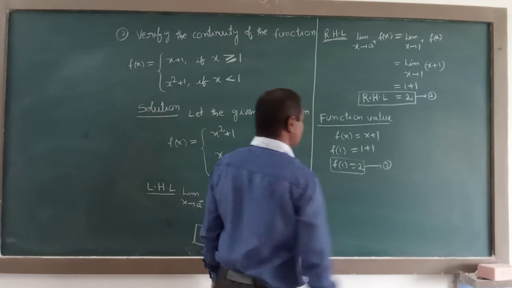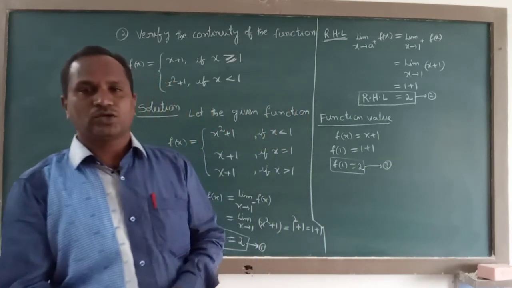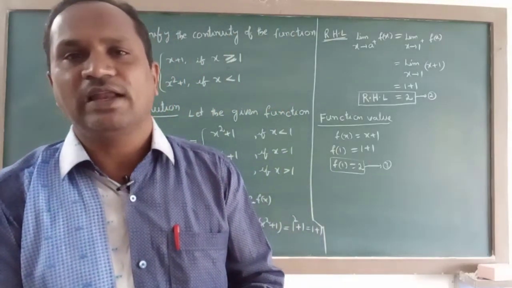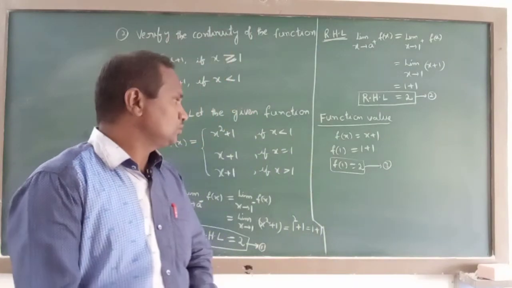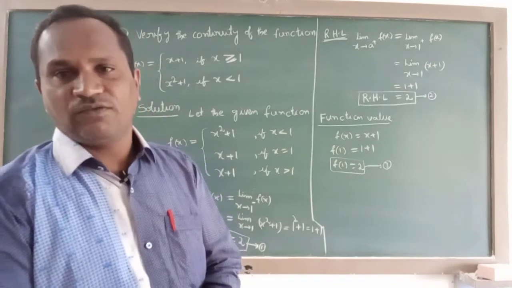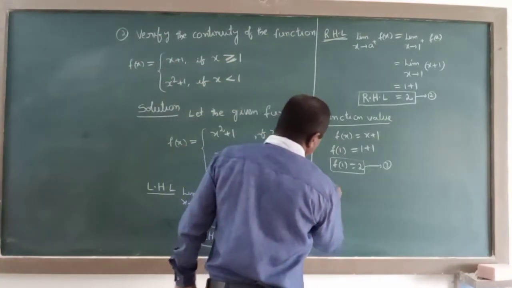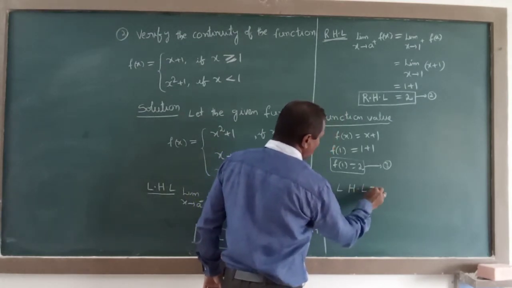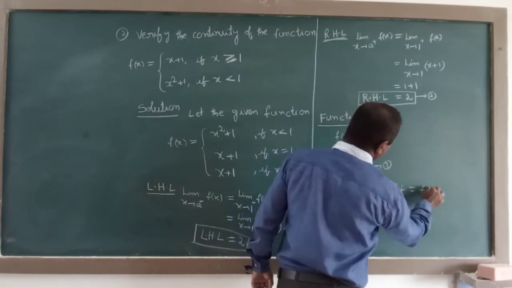This is equation number 3. If you observe equations 1, 2 and 3, in all three equations we got equal values, that is 2, 2 and 2. LHL is 2, RHL is 2 and function value is 2. Therefore we can easily write here: LHL is equal to RHL is equal to f of 1.